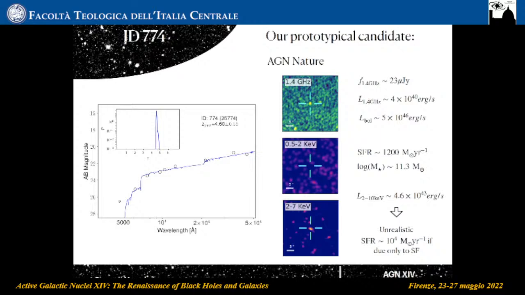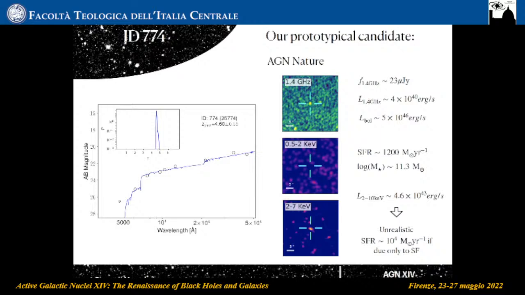And if this radio luminosity comes from the nucleus of this source, and so if this radio luminosity is due to the nuclear activity, this would correspond, assuming the SED of a radio quiet AGN, to a very high bolometric luminosity. So there are many indicators that suggest that this source is an AGN and not a star-forming galaxy, which can be the most important contaminant of our sample. For example, computing the star formation rate from the radio luminosity, we obtain a value that is quite high for star-forming galaxies at redshift around 5.